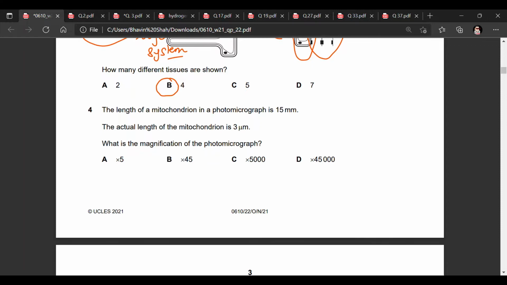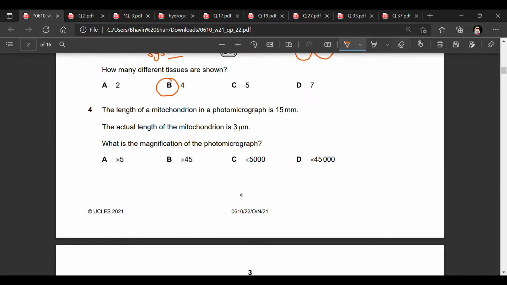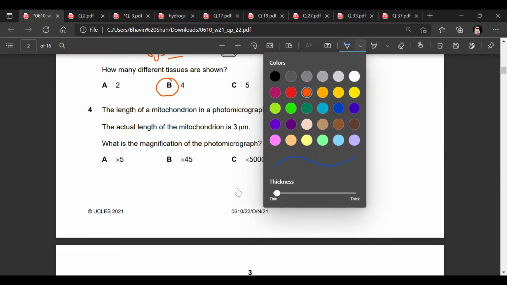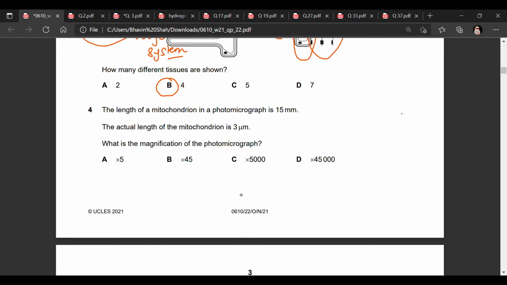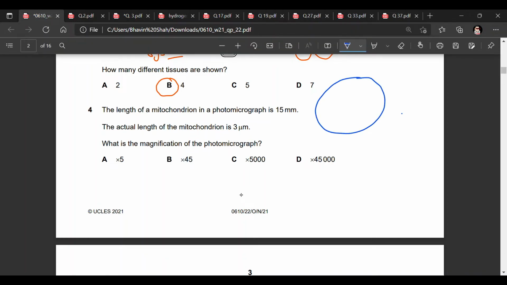Moving ahead, we are going to the fourth question. For the fourth question, we are again looking at the length of the mitochondrion. Now, what is a mitochondrion? I'm sure you know that. Mitochondrion basically is present in the cell. There is a nucleus.